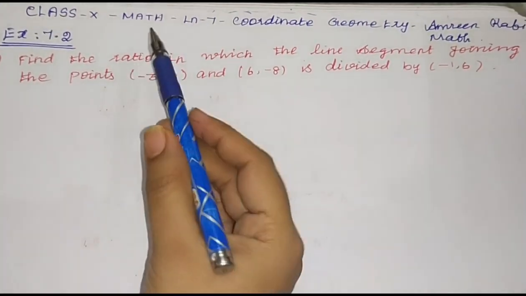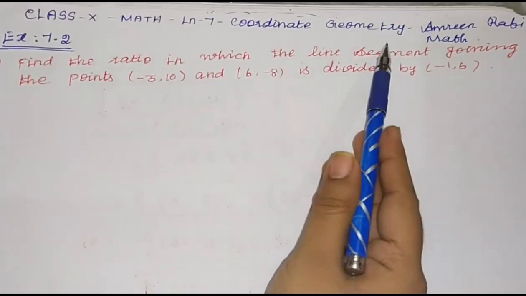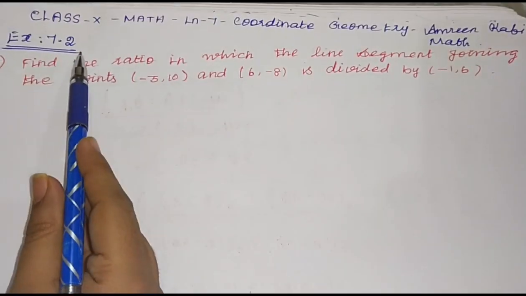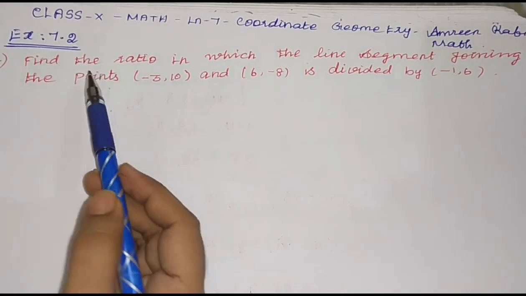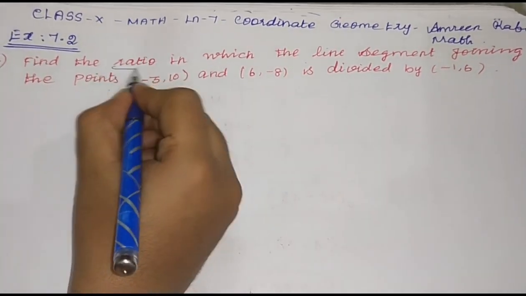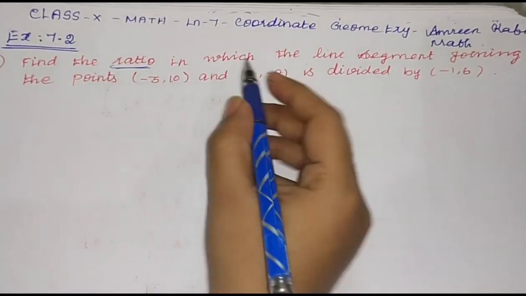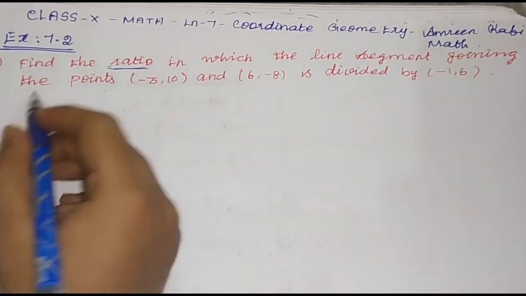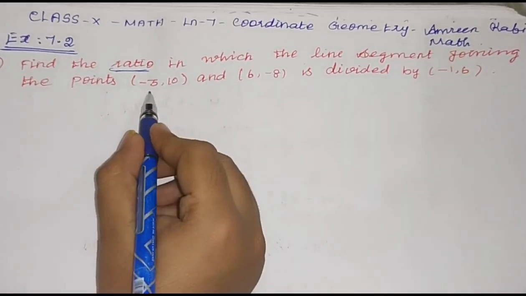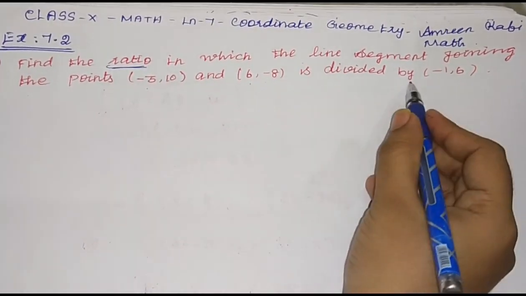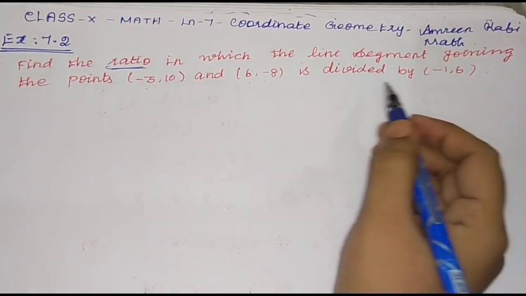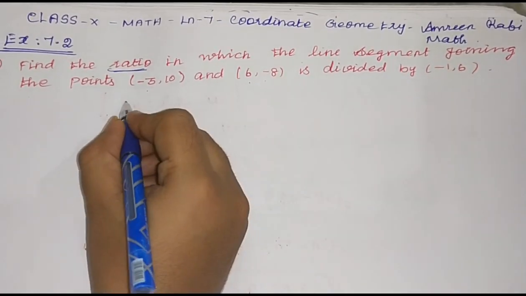Class 10 Maths Lesson 7 Coordinate Geometry Exercise 7.2 Question number 4. Find the ratio. Here we have to find out the ratio in which the line segment joining the point minus 3 comma 10 and another one 6 comma minus 8 is divided by minus 1 comma 6. So through the diagram I will explain to you.